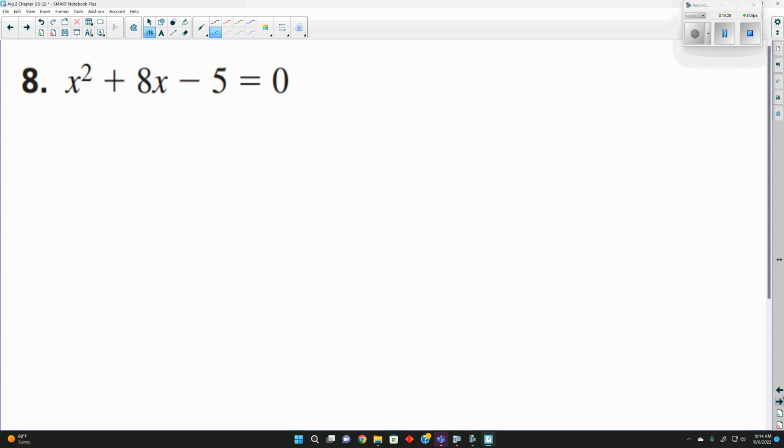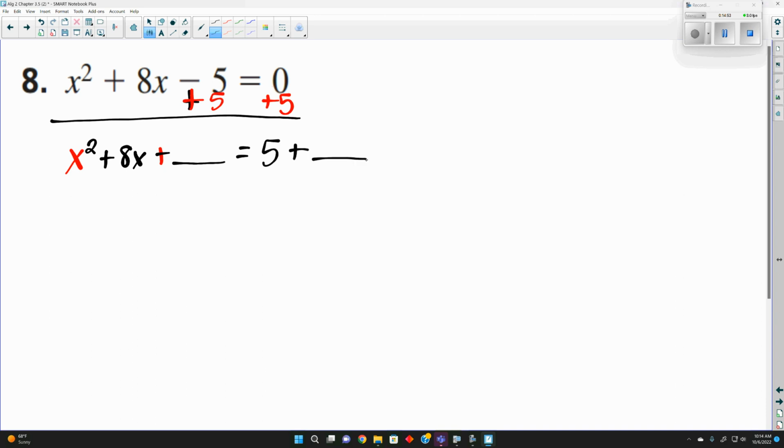Okay, let's go through the steps. Is a equal to 1? Yeah, the number in front of x squared is 1, so we're good there. Step 2, get the constant term by itself. So we'd add 5 to both sides, which will tell us that x squared plus 8x plus blank is equal to 5 plus blank. Now we know we can put a plus on both of those, because the value of c is always going to be positive.